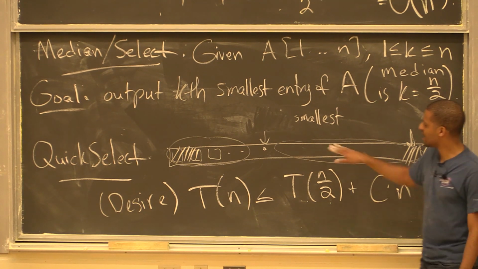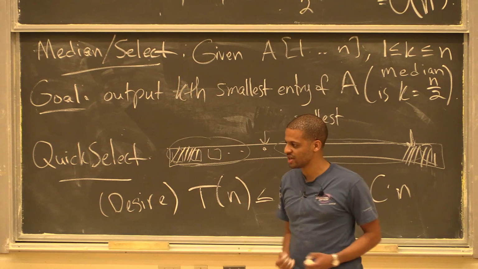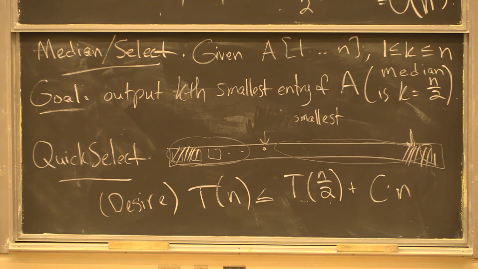So if you're unlucky and the pivot is always on one of the endpoints, you get an n squared algorithm, which is not great. Okay. So anyway, that's quick select.